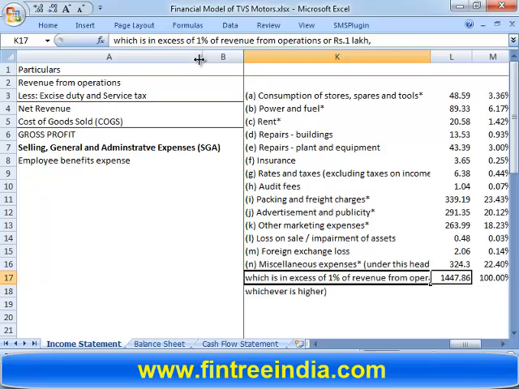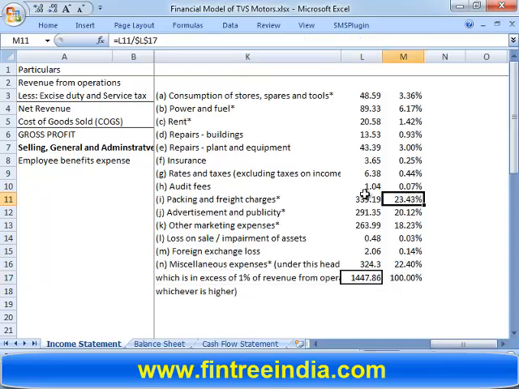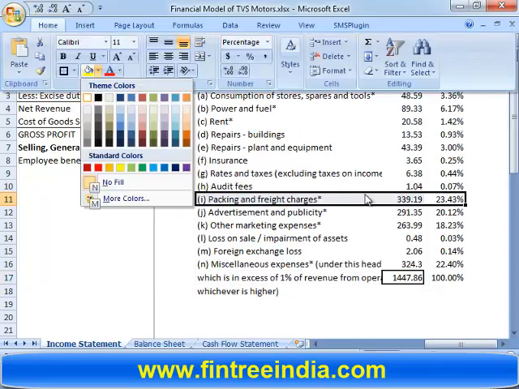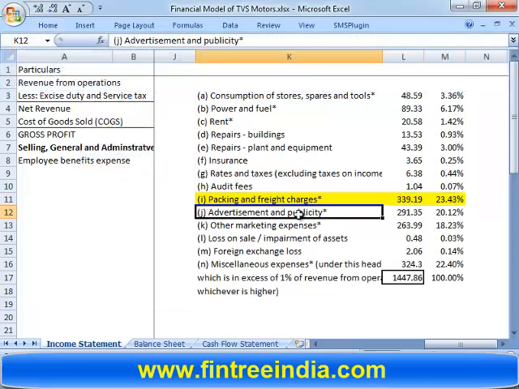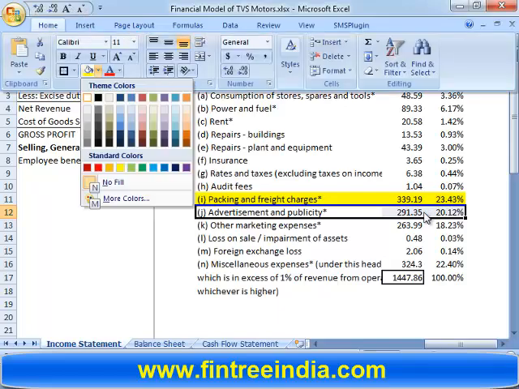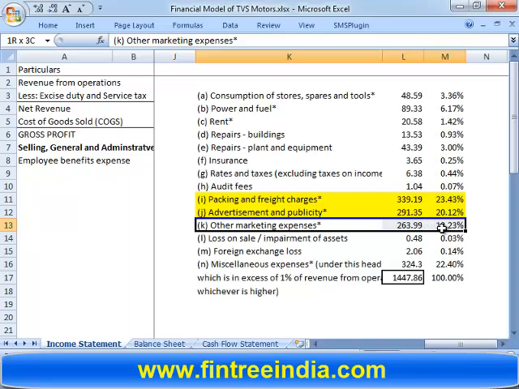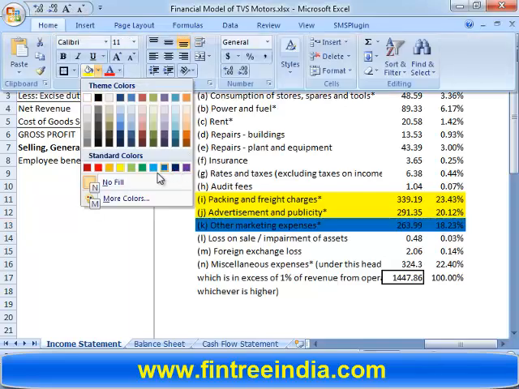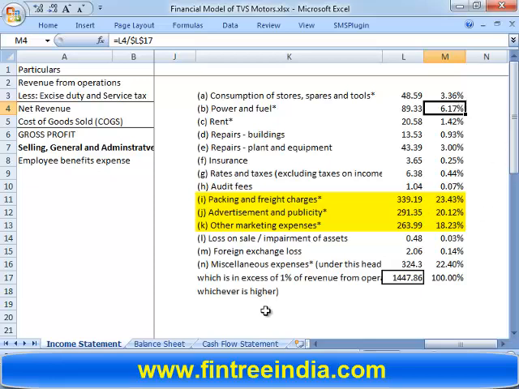Okay, so let me just adjust the size to make it clearly visible. This is my other expenses. This number clearly seems important. Packing and freight charges. Advertisement seems to be an important number, about 300 crores there. Other marketing expenses is important. Power and fuel maybe about 6%, but not very significant.